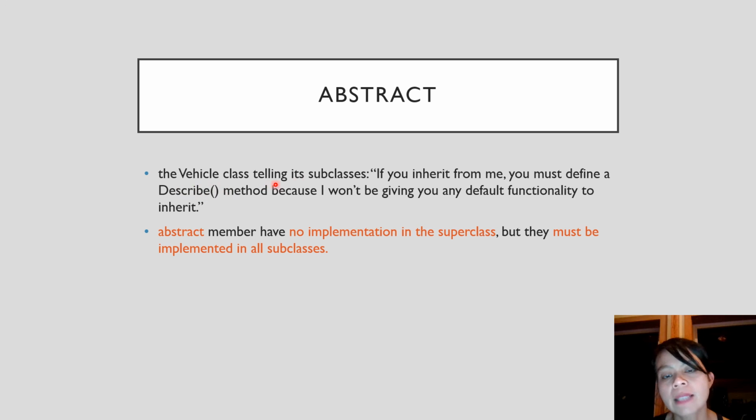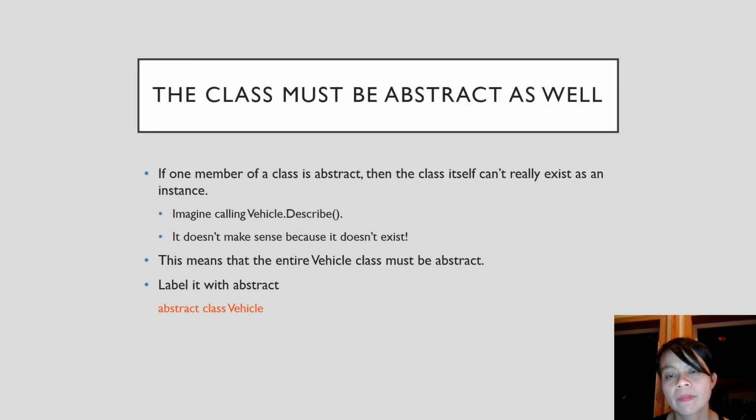This is the vehicle class telling its subclasses, if you inherit from me, you must define a describe method because I won't be giving you any default functionality to inherit. Abstract members have no implementation in the superclass, but they must be implemented in all subclasses. Okay, and the class must be abstract as well.